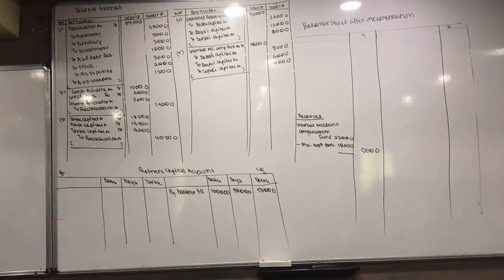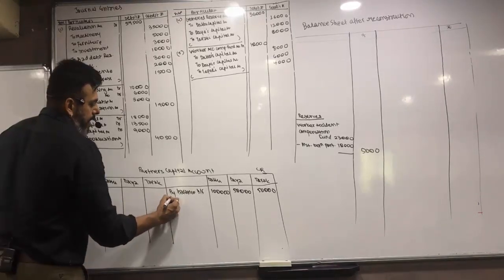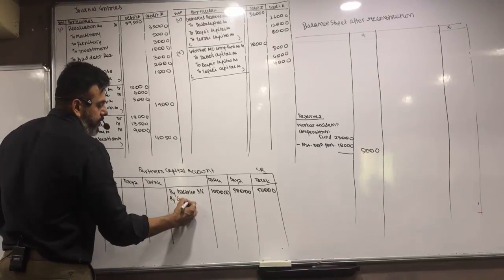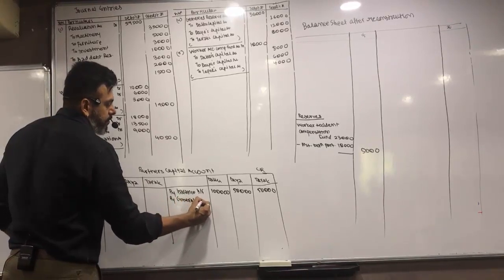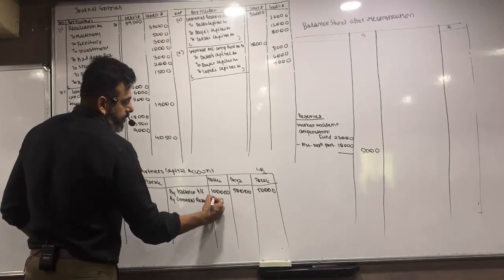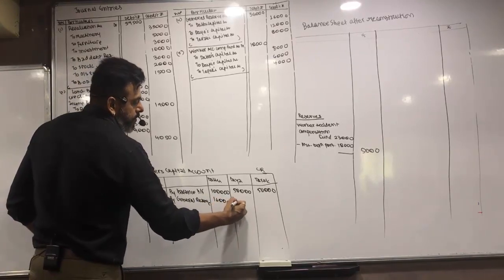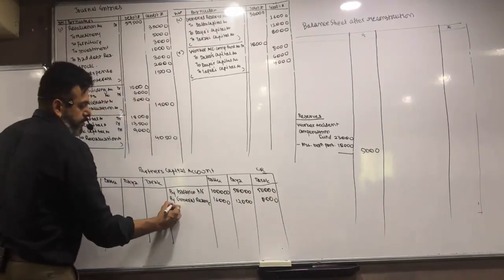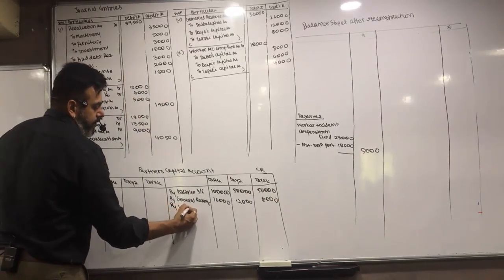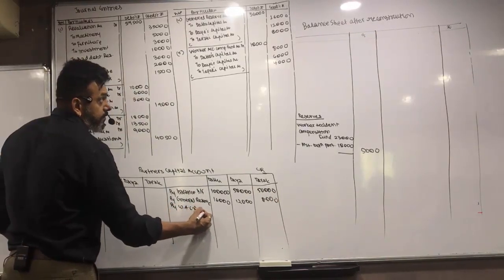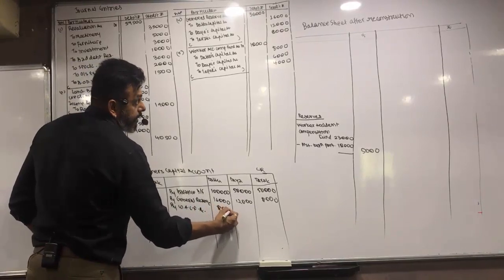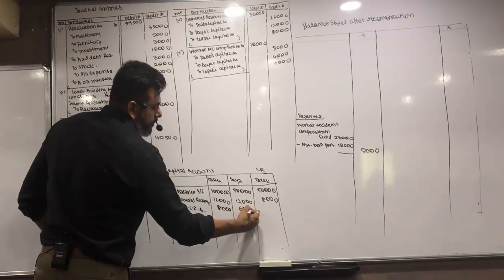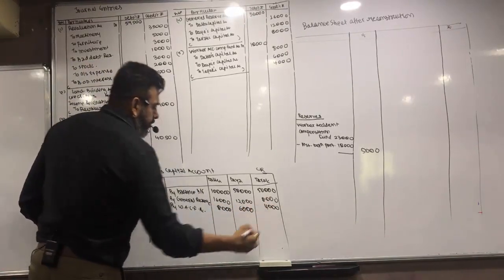Next. Now let's do the posting for these two. By general reserve 16,000, 12,000, 8,000. By worker accident compensation fund 8,000, 6,000, 4,000.